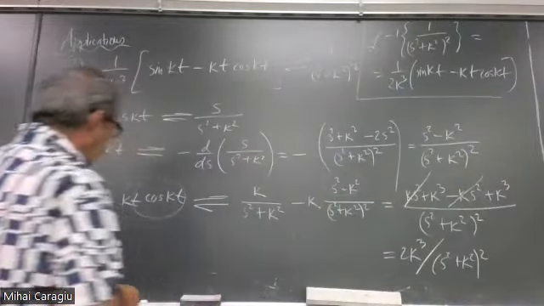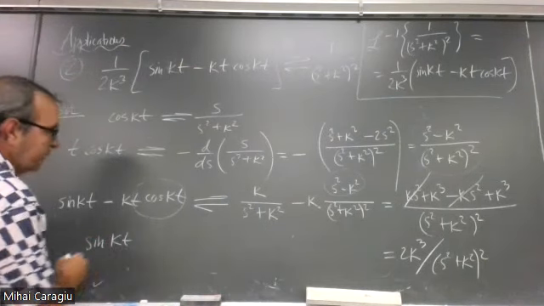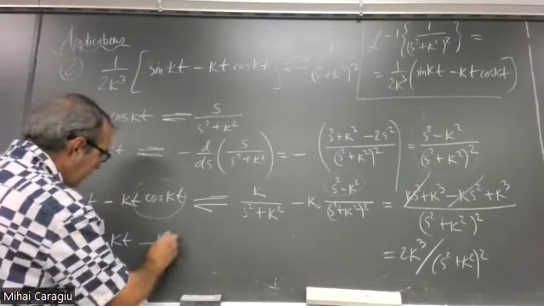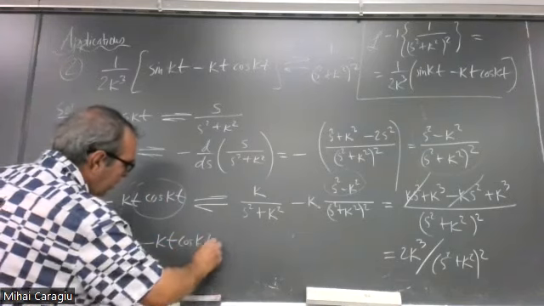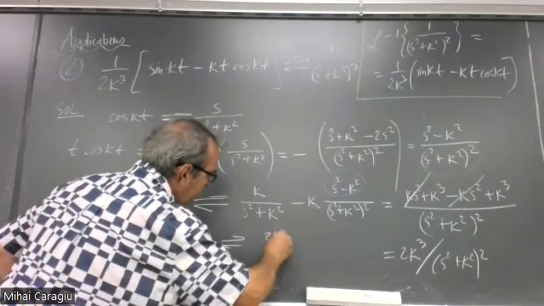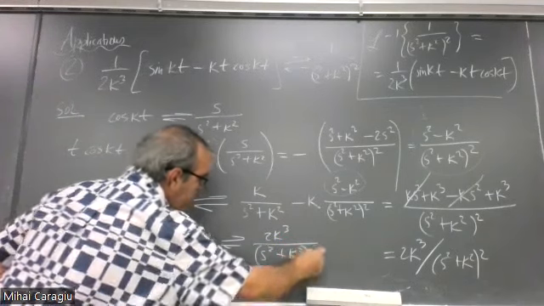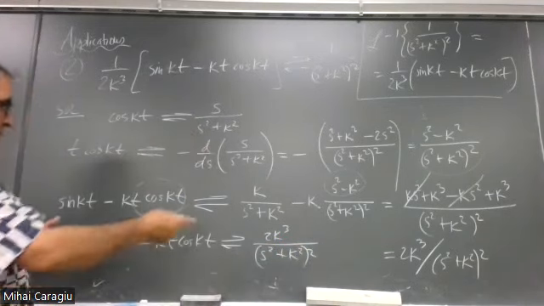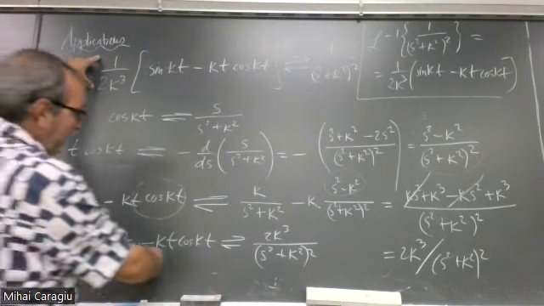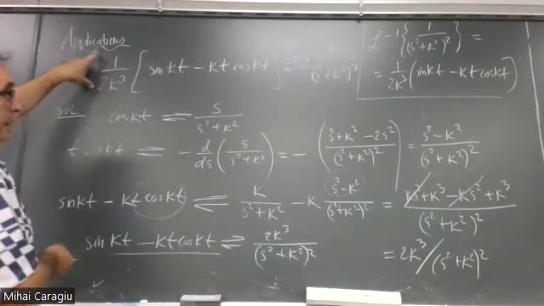So what we got here? Sine kt, and write on the final result. It's almost final, but sine kt minus kt cos kt transforms into 2k cubed over a squared plus k squared, squared. Then by linearity, we only divide left and right by 2k cubed. We get exactly what is written here: 1 over 2k cubed times sine kt minus kt cos kt equals 1 over 2k cubed on the right, which is 1 over s squared plus k squared, squared.